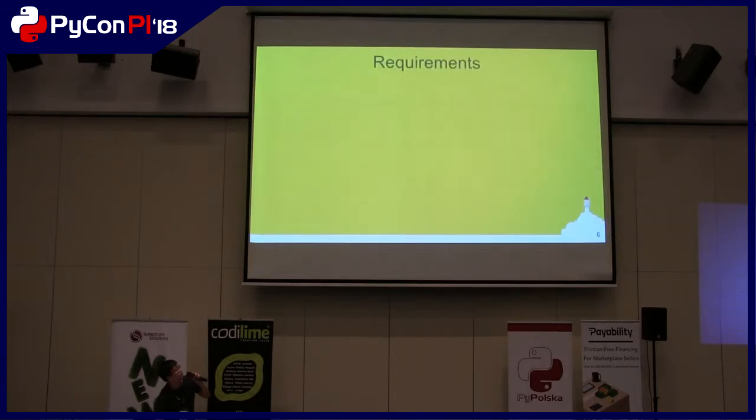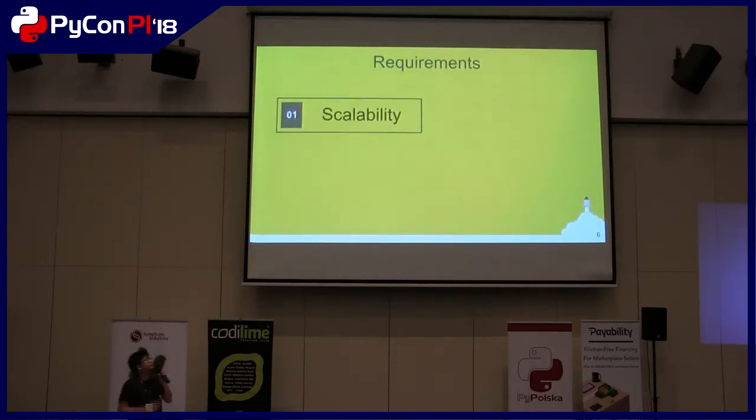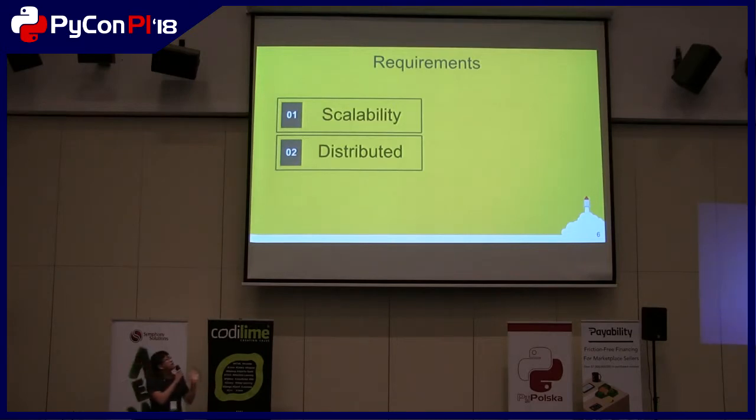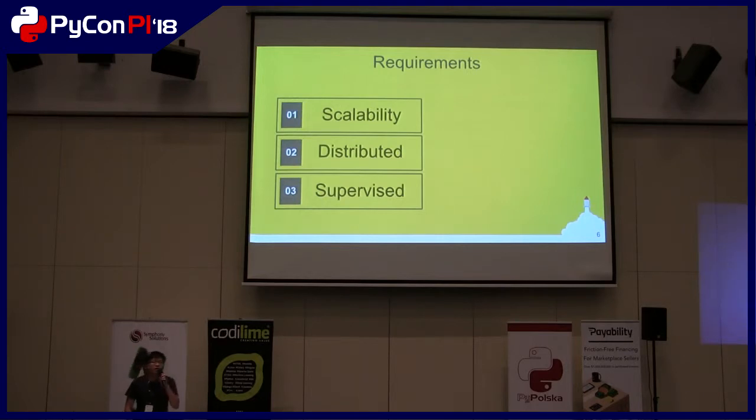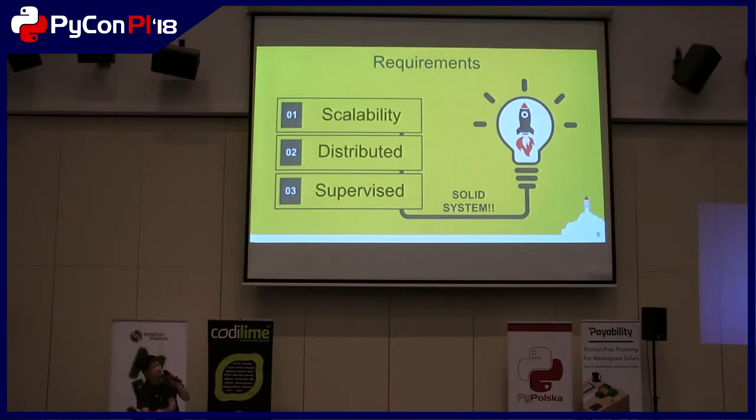What are the requirements of the machine learning system? The first one is scalability. Just as the topic of this talk, we want to make our system scalable, so we can easily add more algorithms into the system. The second one is distributed. If we want to add more models into our system, we should make our system distributed so that the computing power is strong enough. We don't need to use a single computer to compute all of the models. And the third one is supervision. To become a solid system, we should build a supervision mechanism into the system. So these three combine into a solid system.